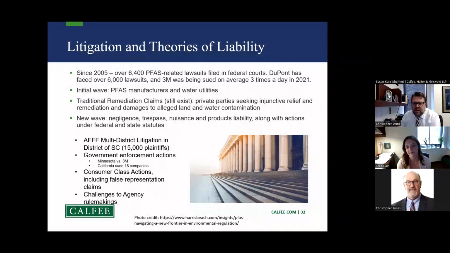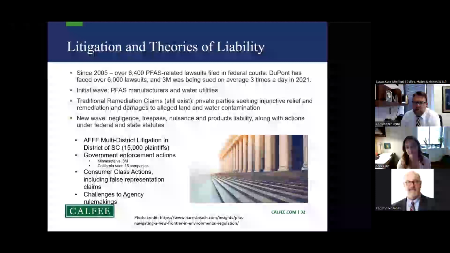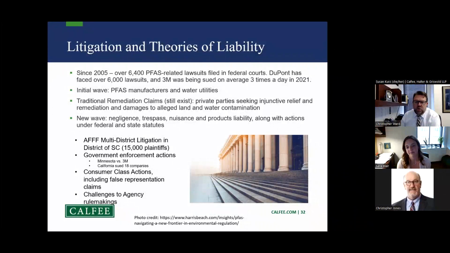So the defendants in these types of cases have ballooned to a dizzying array of new, different companies: paper companies, refineries, cosmetic businesses, package producers, retailers, fast food chains.